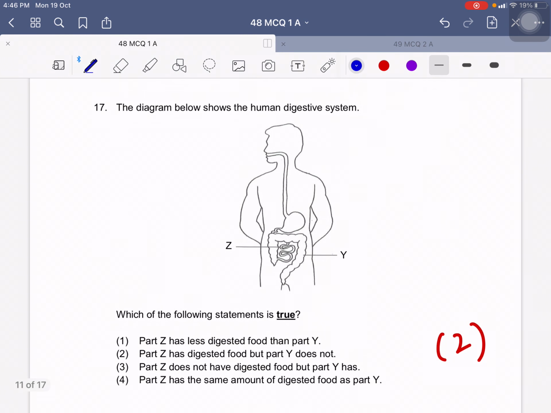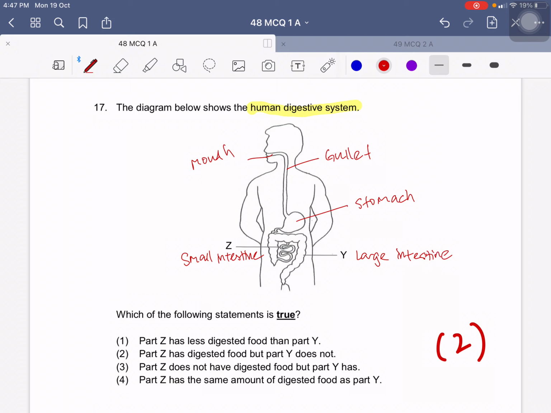Next, 17. Now the diagram below shows the human digestive system. Which of the following statements is true? I think before that, let's annotate. You have the mouth here, and this part is the gullet, and this pouch is the stomach, and the inner tract, this will be your small intestine, and this will be, Y will be the large intestine. Alright, so which of the following statements is true?